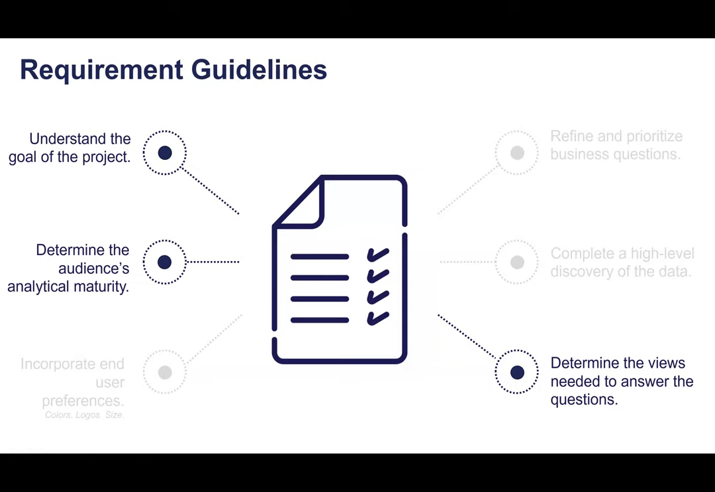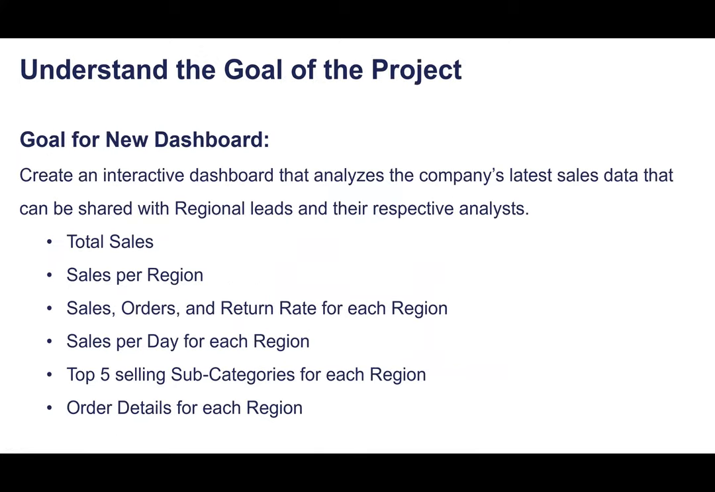So the ones that we're going to focus on today are understanding the goal of the project, determining the audience's analytical maturity, and then determining the views that are going to be needed to answer these questions. So the goal of this dashboard was to create an interactive dashboard that analyzes the company's latest sales data that can be shared with regional leads and their respective analysts. Some of the KPIs that we wanted to see were the total sales, the sales per region, the sales orders and the return rate for each region, the sales per day for each region, the top five selling subcategories for each region, and then the order details for each of them.